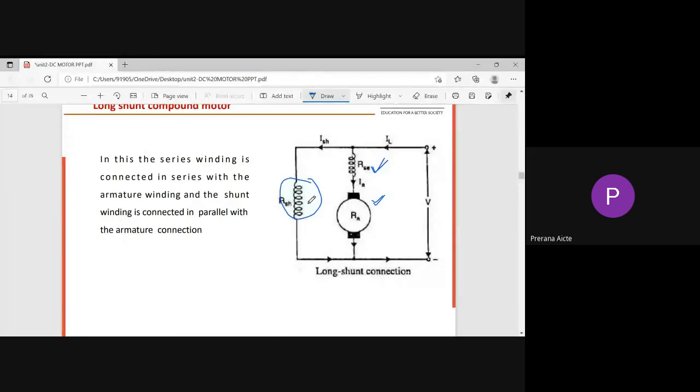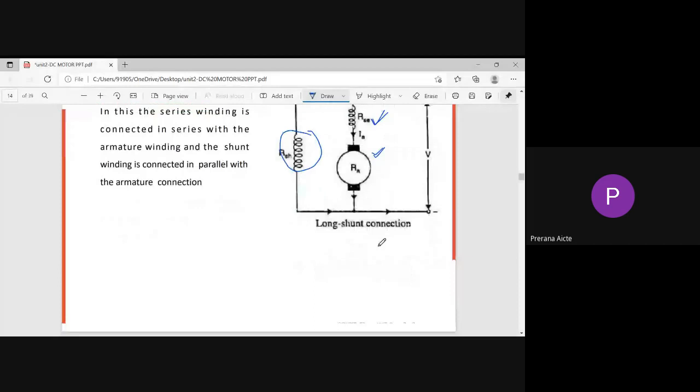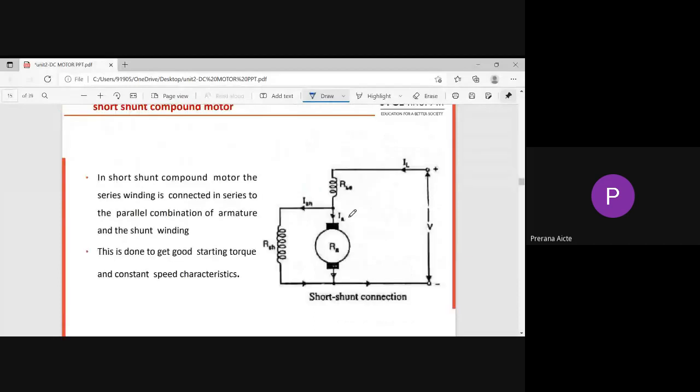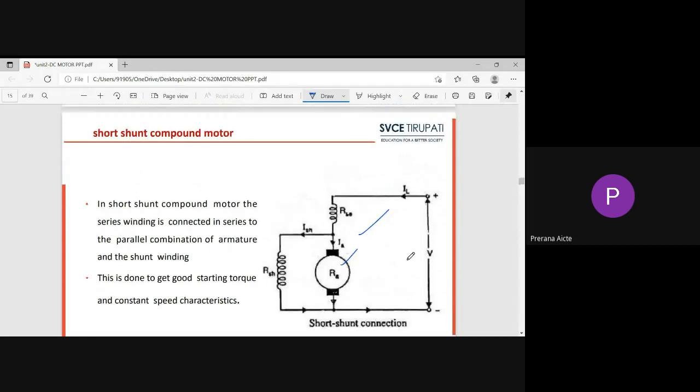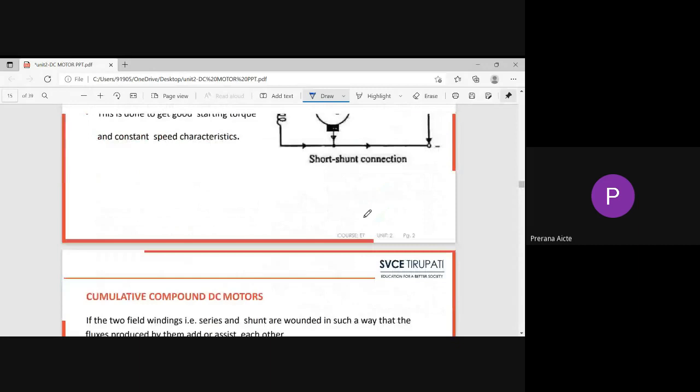If the shunt field winding is connected only in parallel with the armature winding, see here, it is a short shunt compound motor. The shunt field winding is connected only across the armature winding, so it is short. Because of this short connection, we say it is a short shunt compound motor. Here it is a long shunt compound motor. These are the two basic types of compound motors.